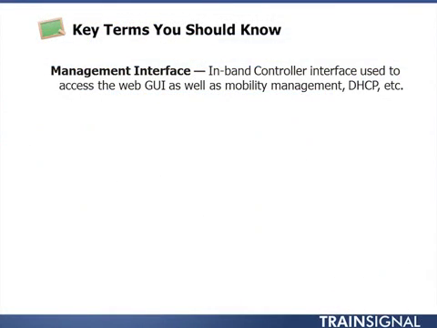So to wrap up this lesson, management interface. Remember, this is for my in-band communications. The management interface is the IP address that I actually use when I access the wireless LAN controller web GUI. And you also saw that I use it in mobility management, and I also use it for my DHCP lookup for my access point to be able to find the controller. So it has a lot of uses. The management interface, very important IP address to remember.